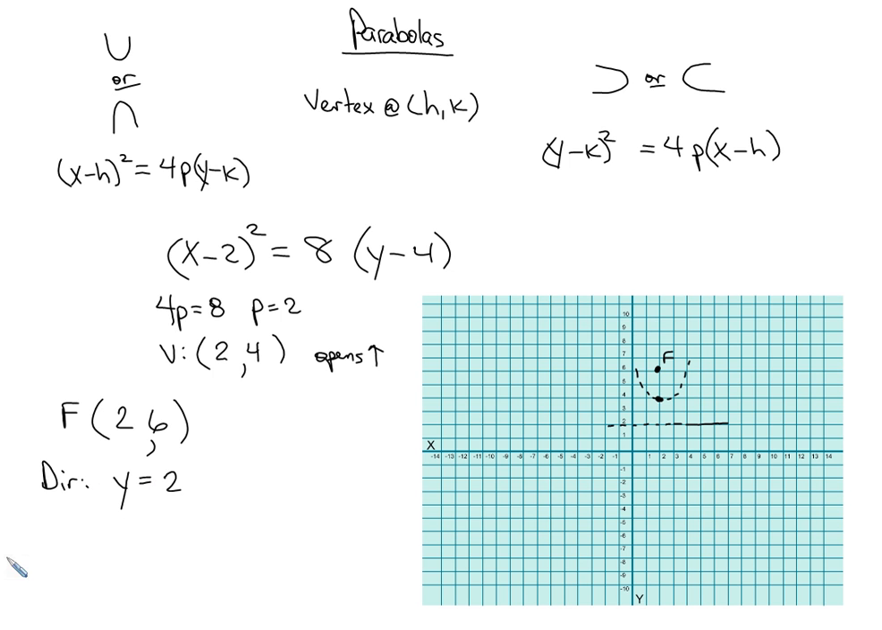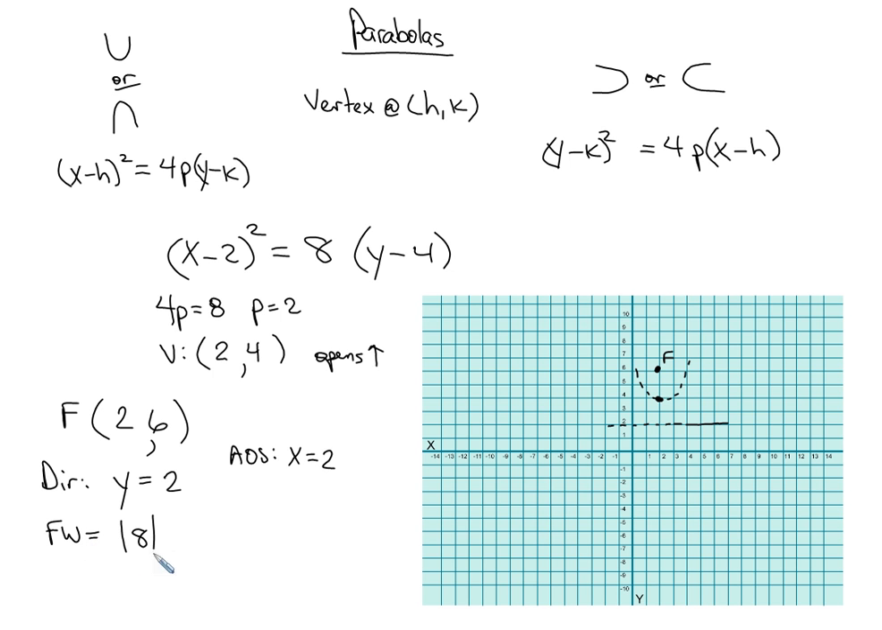Y equals 2. Very good. What's the axis of symmetry? Running down the middle this way. X equals 2. Right? Because it goes right down through 2 on the x-axis. Okay? What is our focal width?